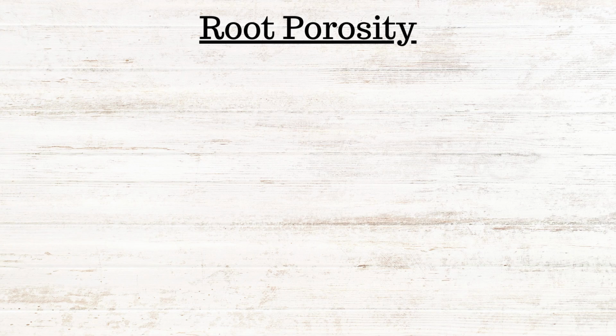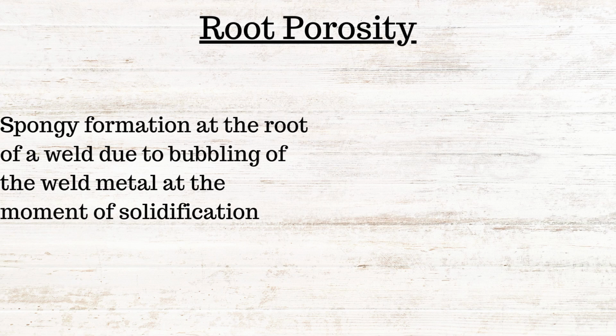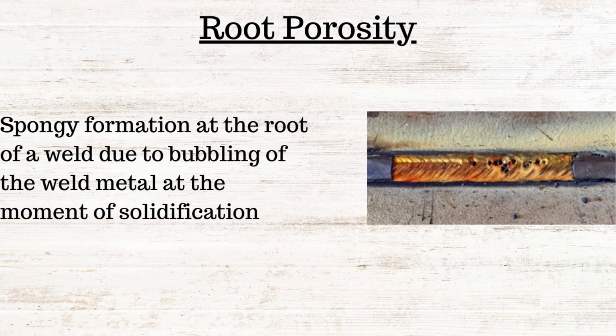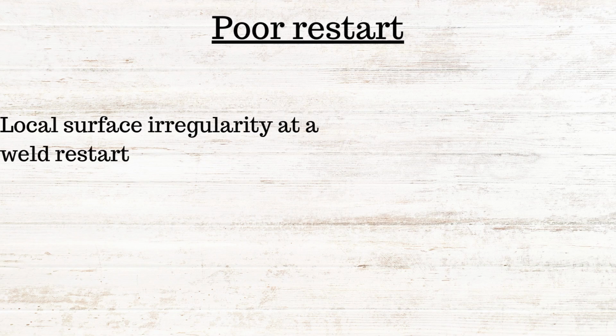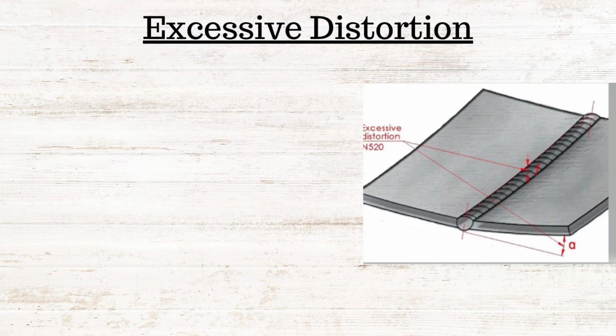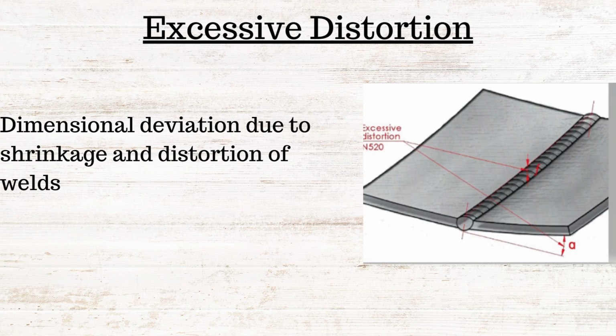Root porosity is also a deficiency, which is a spongy formation at the root of a weld due to bubbling of the weld metal at the moment of solidification. There is also poor restart, which is a local surface irregularity at the weld restart. So it can occur in the capping run or in the root run. You can see in the example. There is also excessive distortion, which is a dimensional deviation due to shrinkage and distortion of the welds. Right, and that shrinkage happens when the weld is getting cooled.